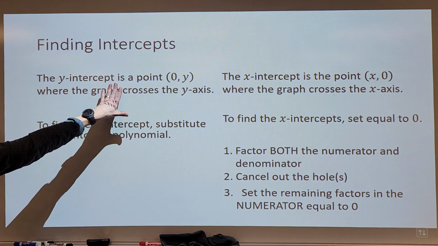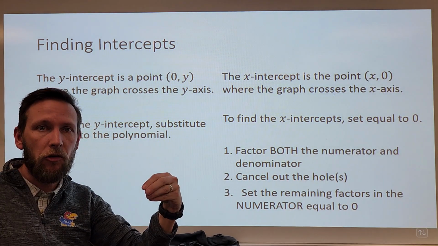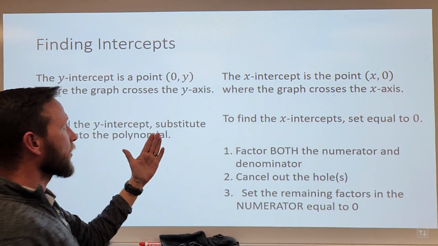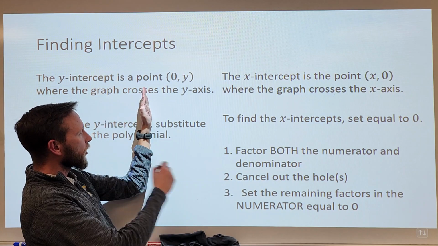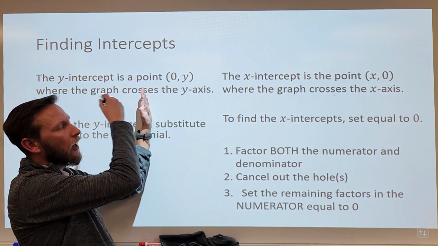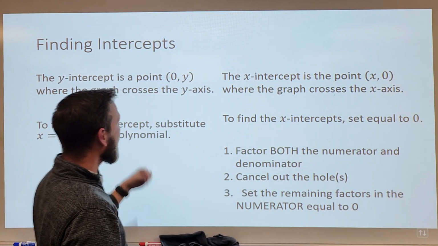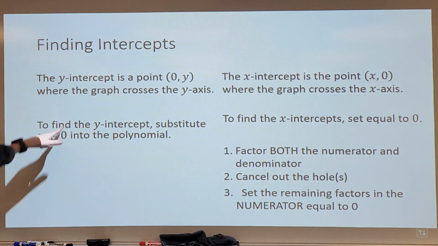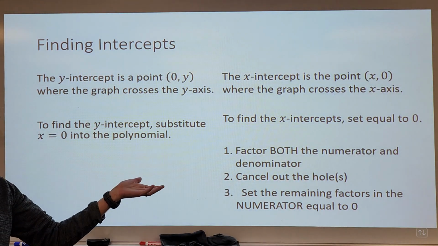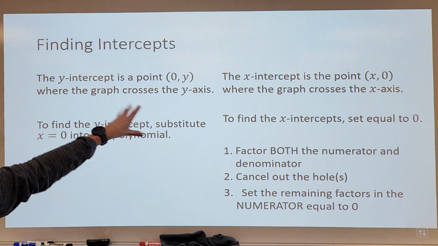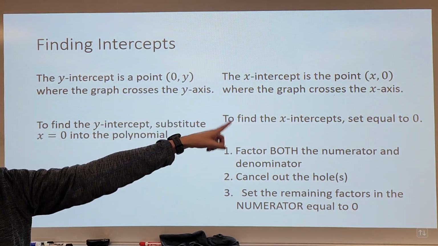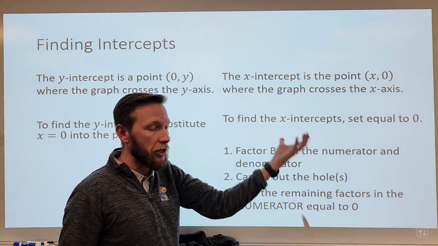So you know what y-intercepts are. That's the point on the graph where x is equal to 0, right? Because x equals 0 is the vertical line, and it's where the graph crosses the y-axis. Where x equals 0, what is the y value? So if you're going to find the y-intercept, just plug in x equals 0, see what happens. That's not too challenging. The hard part is always finding the x-intercept.